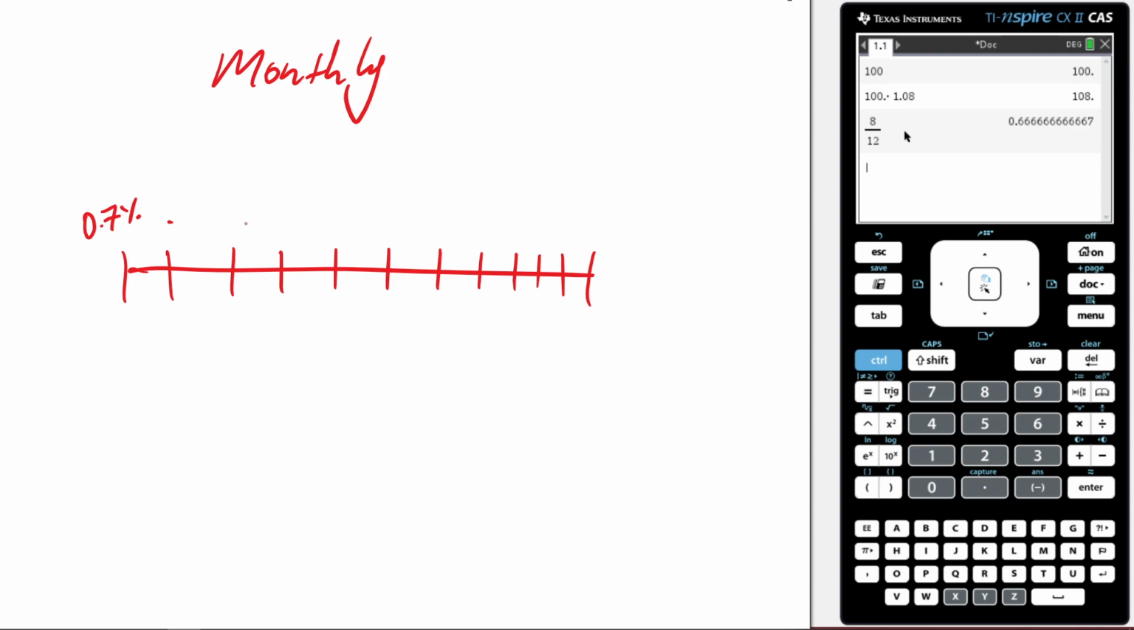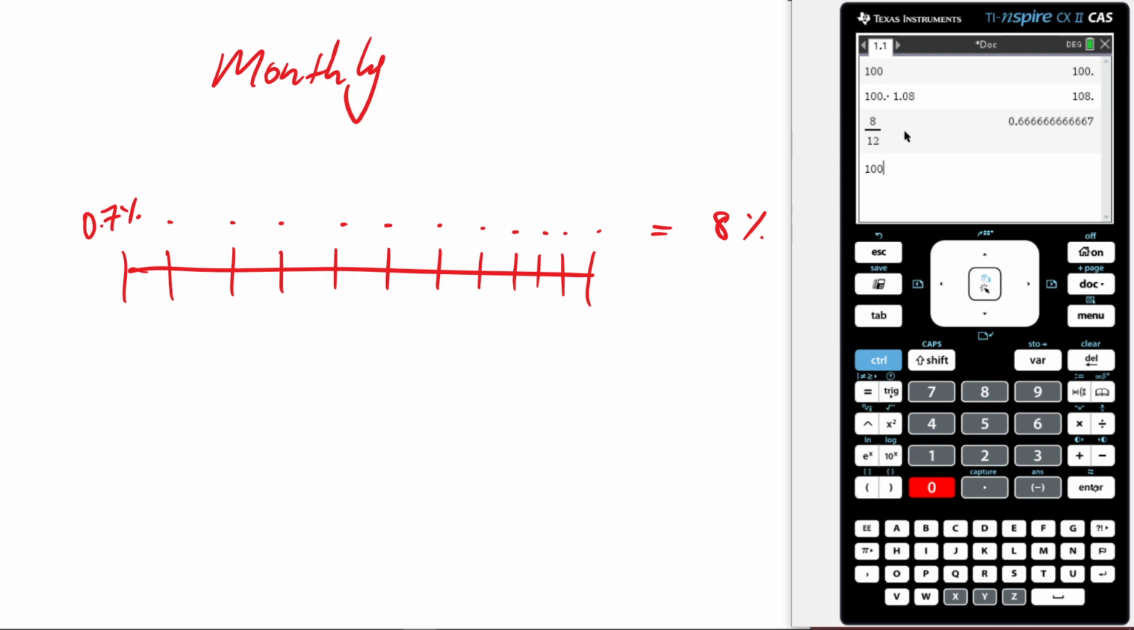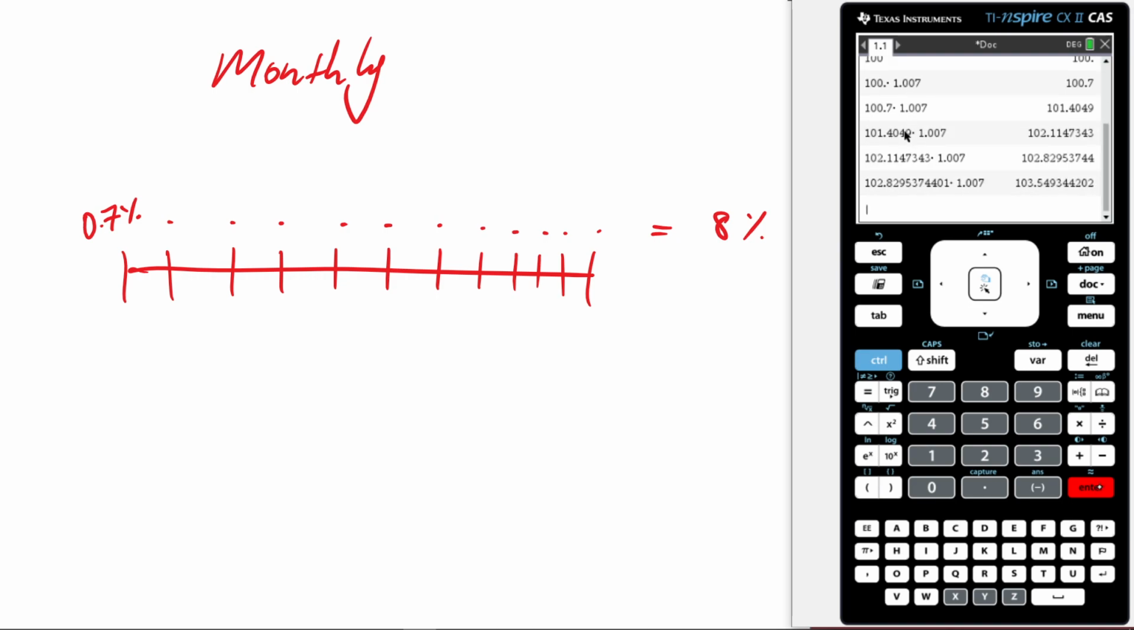0.7% each month. Each month, you're going to be paying 0.7% of that. Of course, if you add that all up, you're going to end up with 8%. But it's compounding every month. Every month, that's what's happening. So now, to figure that out, we're going to say, all right, we've got $100, and every month, we're going to times it by 1.007. 1 month, 2 month, 3, 4, 5, 6, 7, 8, 9, 10, 11, 12.